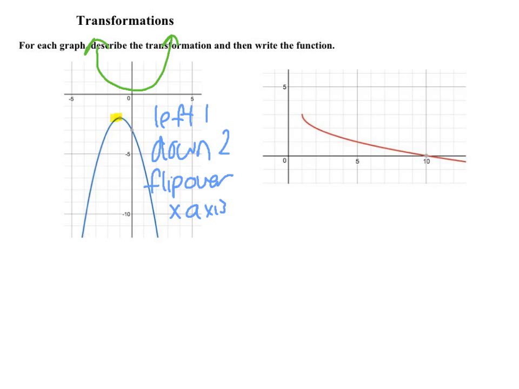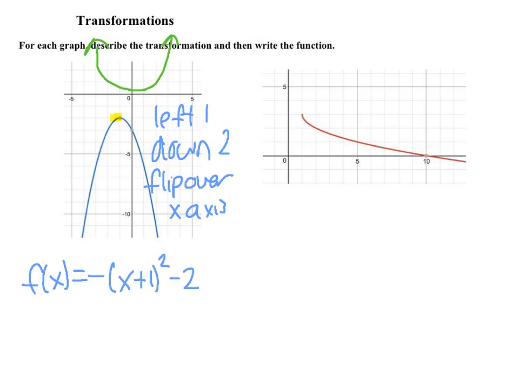So now let's write the function. I'm going to have my function be called f of x. Now I know it's going to be x squared. And because I go to the left 1, that's going to be x plus 1 squared. The down 2 is -2. Now, to take into consideration the flip over the x-axis, all I'm going to do is make the whole function a negative.